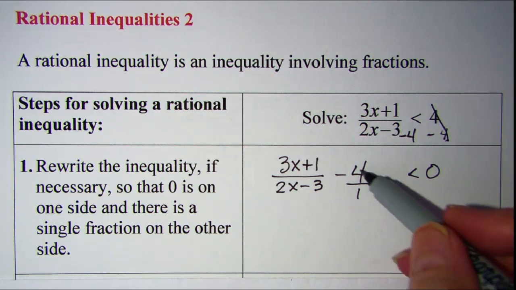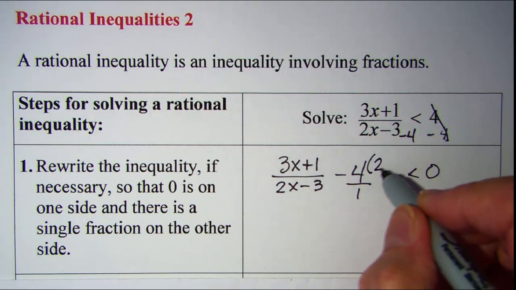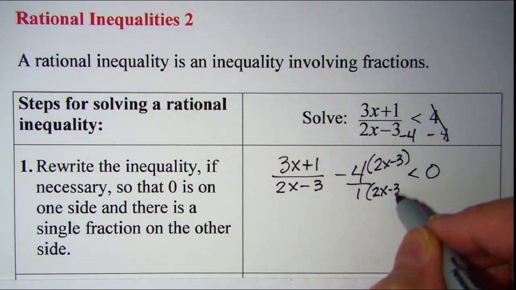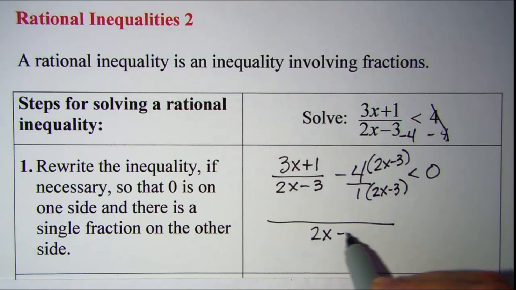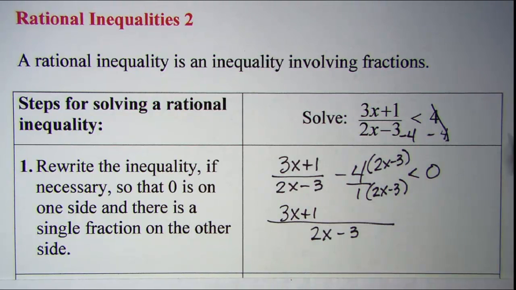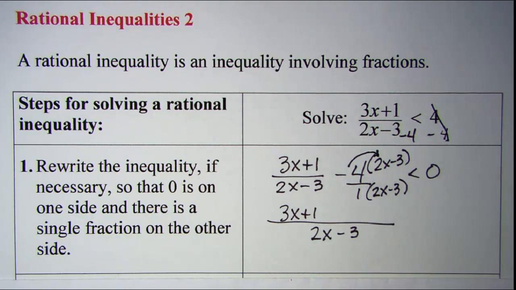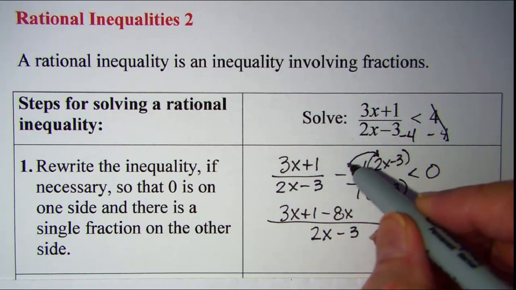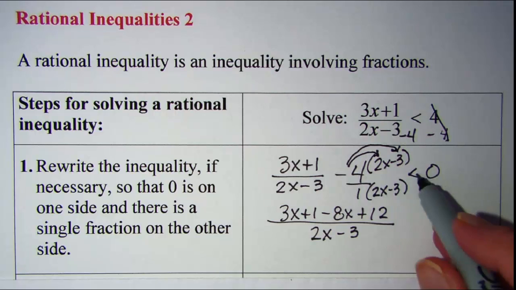So right now this is 4 over 1. I need a common denominator, so I'll multiply top and bottom by 2x minus 3 to get my common denominator. So in the bottom, I have 2x minus 3. In the top, I have 3x plus 1. And then I need to distribute this negative 4. Negative 4 times 2x is negative 8x. And negative 4 times negative 3 is positive 12. And that's less than 0.